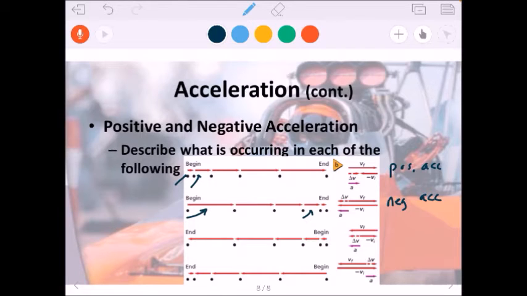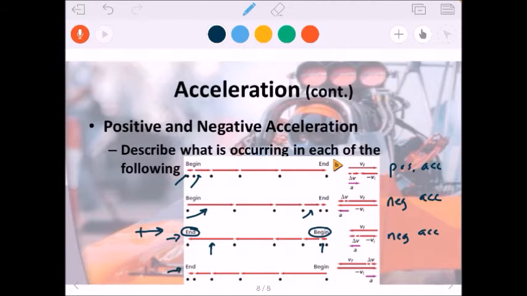Now, in this third one, you've got to be careful, because this is the end and this is the beginning. So we start out with short velocities and end up with longer velocities, which means there is some acceleration, but to which direction? Well, if we're defining from left to right as the positive direction, that means this is still what we would consider a negative acceleration. Even though it's getting faster, it's accelerating faster in a negative direction.